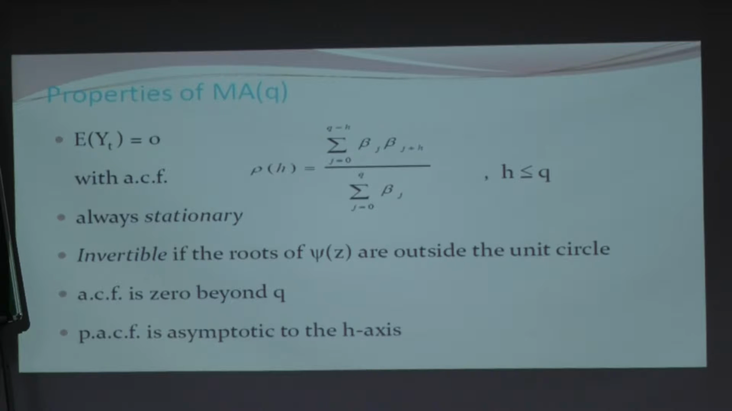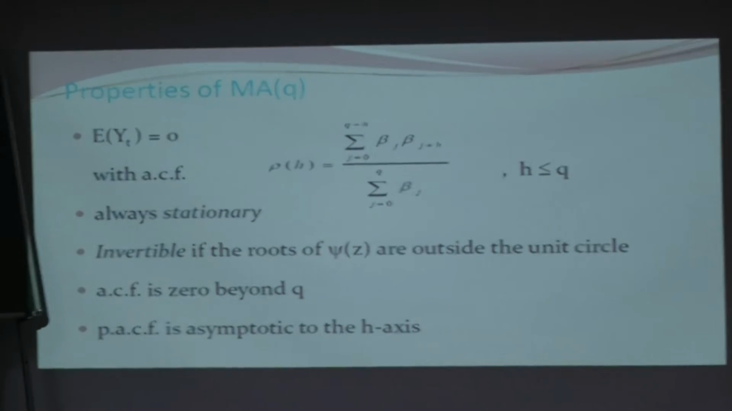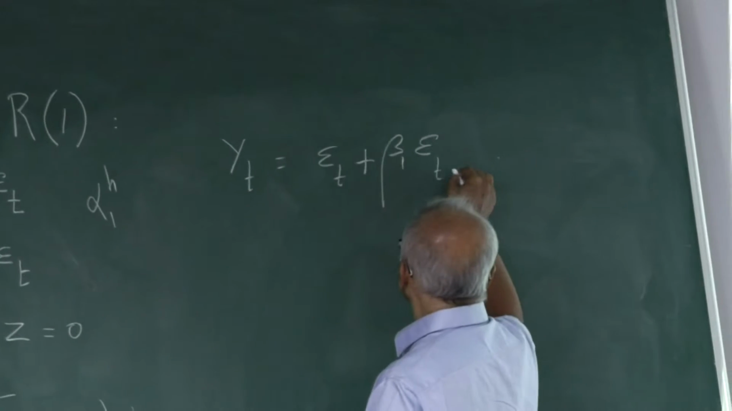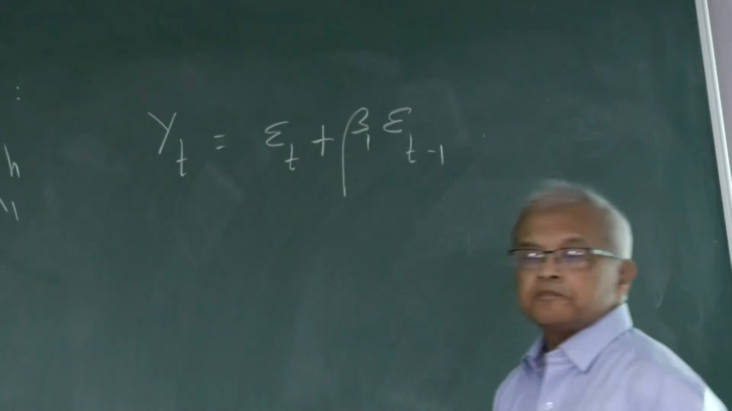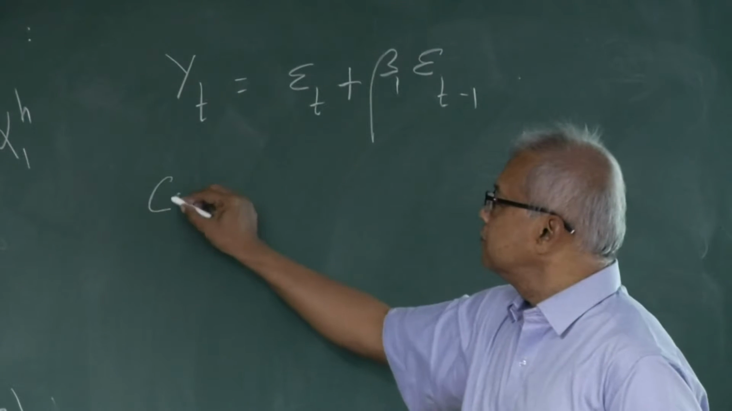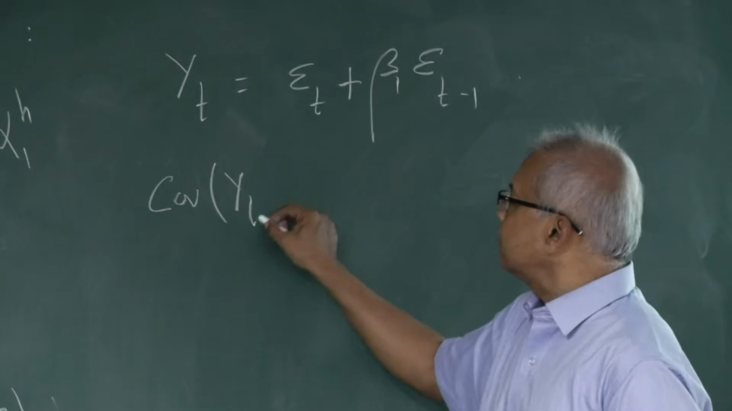What happens if I have a first order MA process, epsilon t plus beta 1 epsilon t minus 1? What is the covariance between yt and yt minus 1?